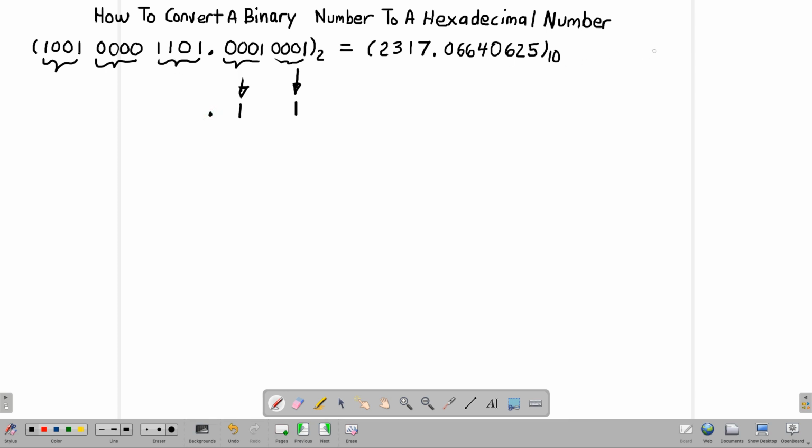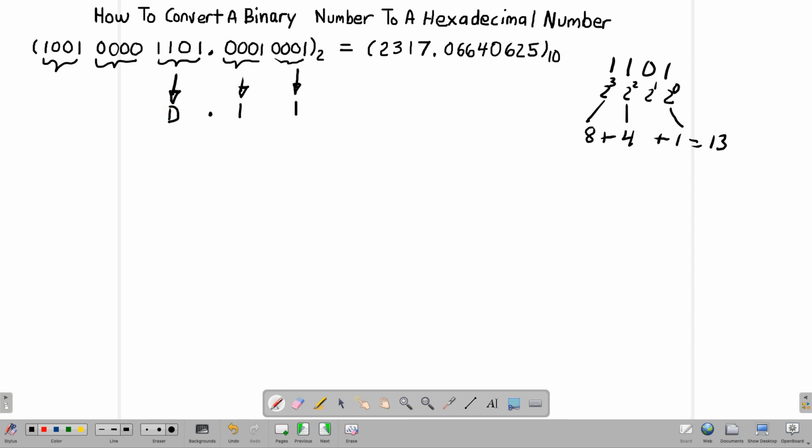Let's break this down. We have 1, 1, 0, 1. Look at the positions: 2 to the 0, 2 to the 1, 2 to the 2nd power, 2 to the 3rd. We have 2 to the 3rd turned on, 2 to the 2nd turned on, and 2 to the 0th power turned on. So we add 8 plus 4 plus 1. That's a value of 13, which comes out to be the value D. So this group represents the value D.